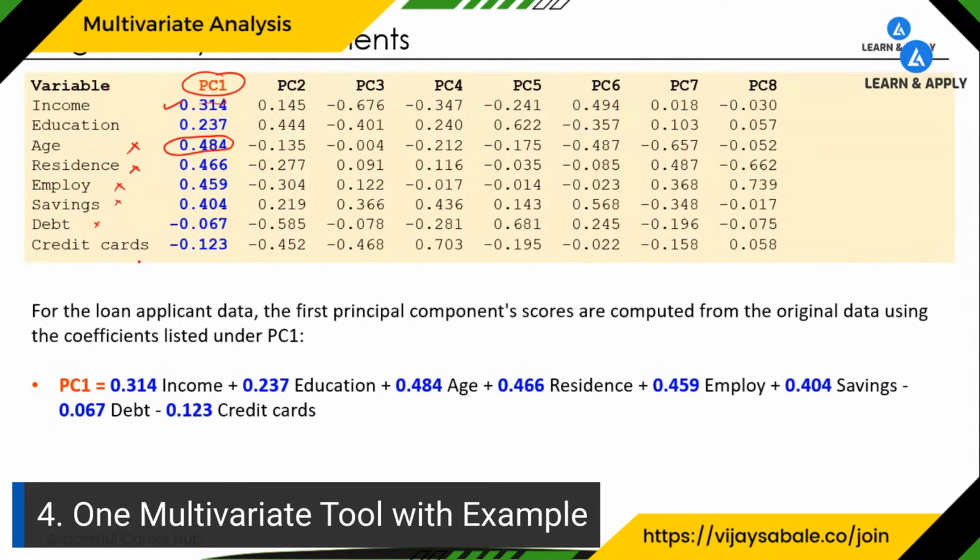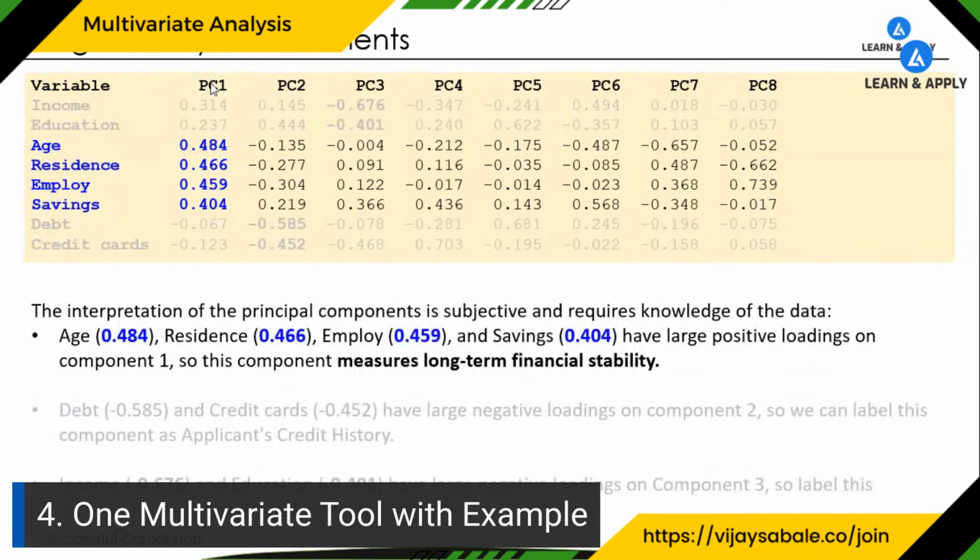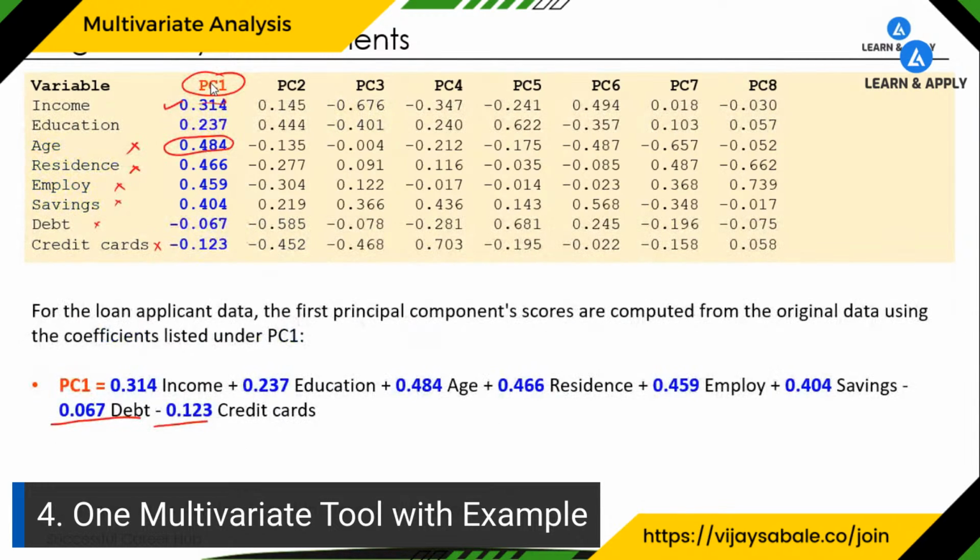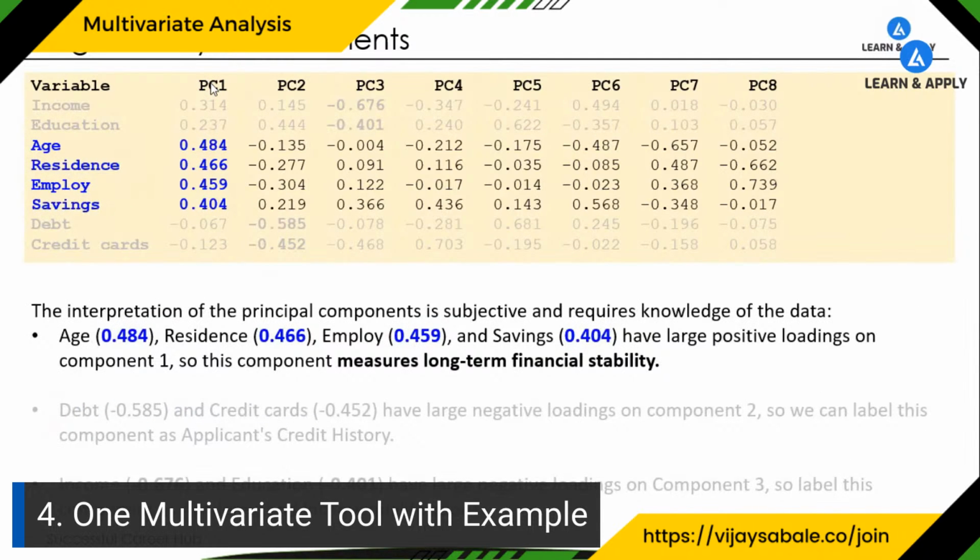Here it is a minus, so we can also see the value is coming as minus 0.067 into debt and minus 0.123 into credit cards, right? By using these coefficients, we can calculate the value for that principal component 1. Similarly, we can also calculate for principal component 2, 3, 4, and so on. Now, the intent of these coefficients is that we are going to group the variables as per their values.